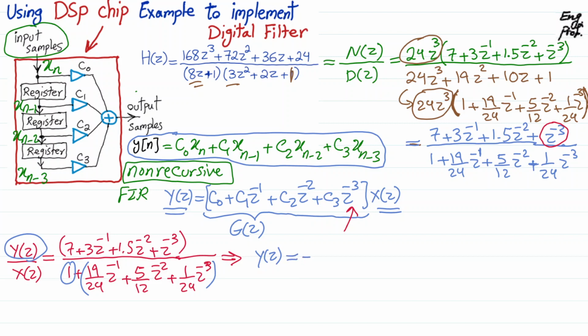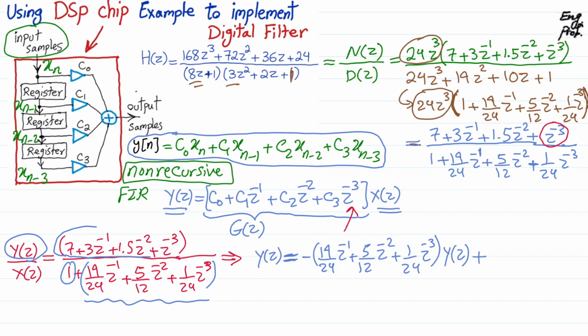So it will be negative 19 over 24 z minus 1 plus, I can just keep it plus for now, but I'm gonna distribute this negative inside. And 1 over 24 z minus 3 times y of z. So I didn't do anything weird. I just multiplied this portion by y of z and moved it to the other side of the equation. Plus, let's name this whole thing as nz, which is a third order straightforward polynomial in numerator. So I would just write down nz x of z. Great. Okay. So we are almost there.